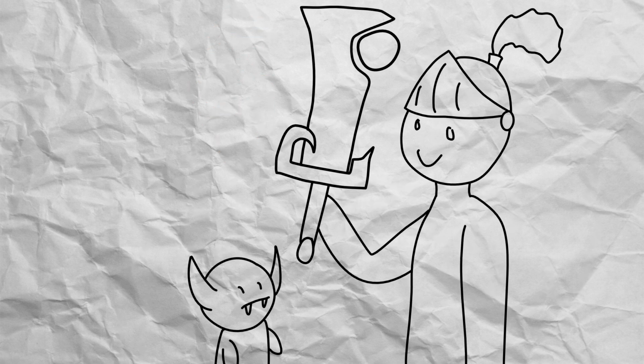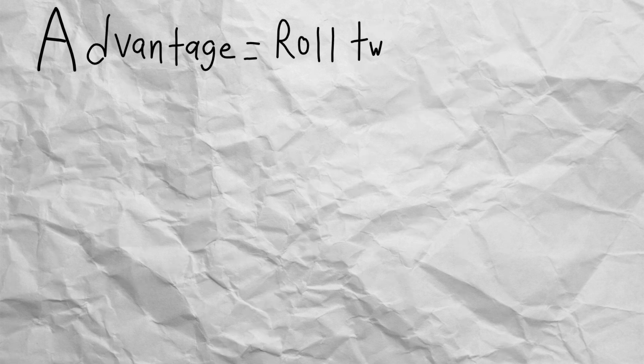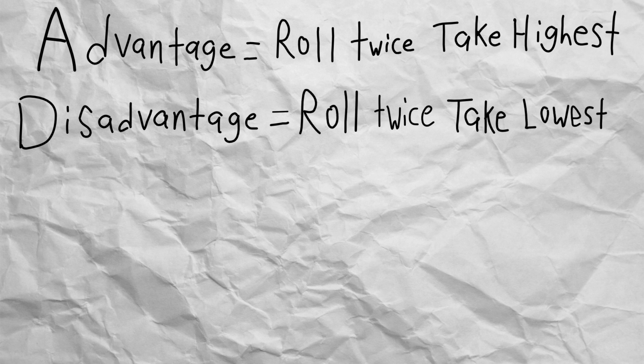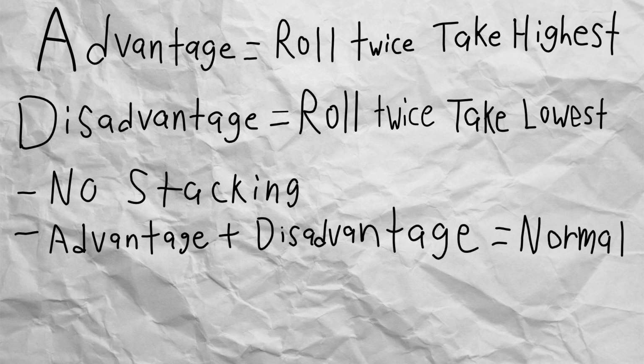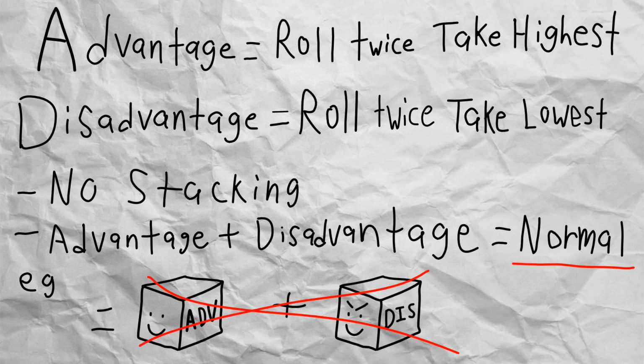If you have flanking rules, then having a teammate on the opposite side of the enemy you are attacking will give you advantage. Advantage means you roll twice and you take the highest roll. Disadvantage means you roll twice and you take the lowest roll. Advantage and disadvantage do not stack, and if both conditions are present, then they will cancel each other out, and you roll normally. For example, one advantage and a trillion disadvantage will give you a normal roll, and vice versa.